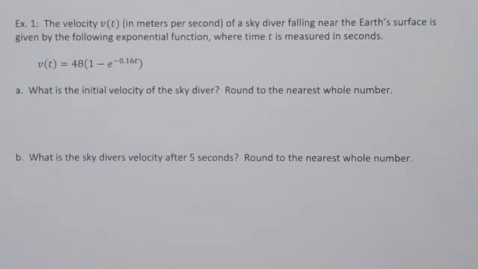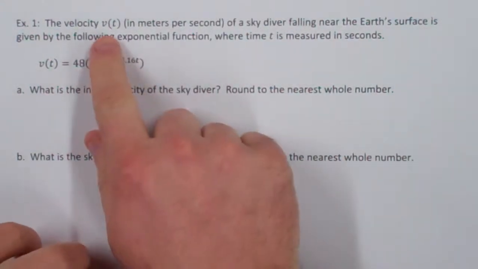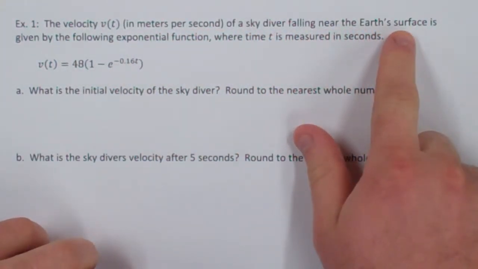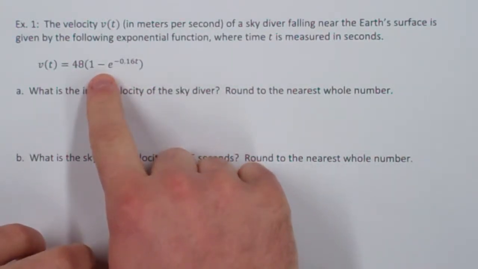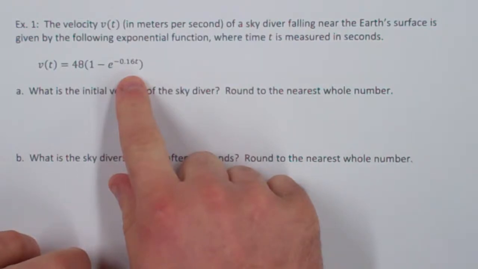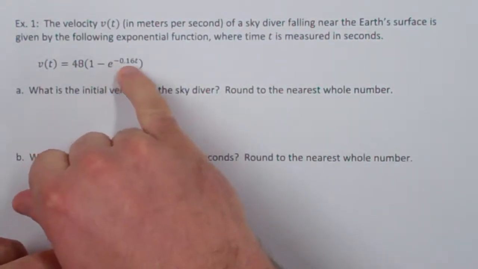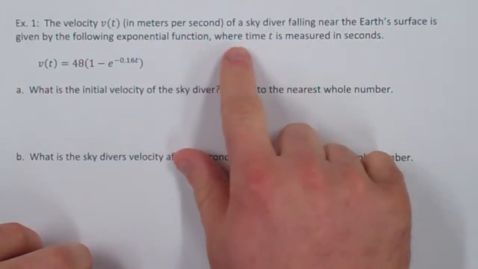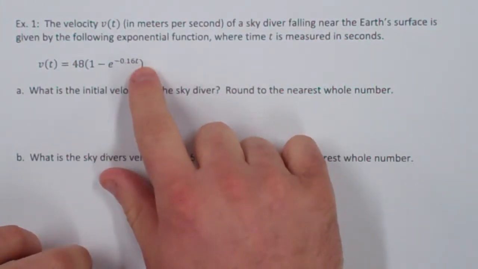This first example, we're given the velocity v at t, which is in meters per second, of a skydiver falling near the Earth's surface. And that's the equation right here. So v at t is equal to all of this on the right-hand side. It's definitely an exponential function, and we have our friend e in there, which is just a constant. Time is going to be measured in seconds.